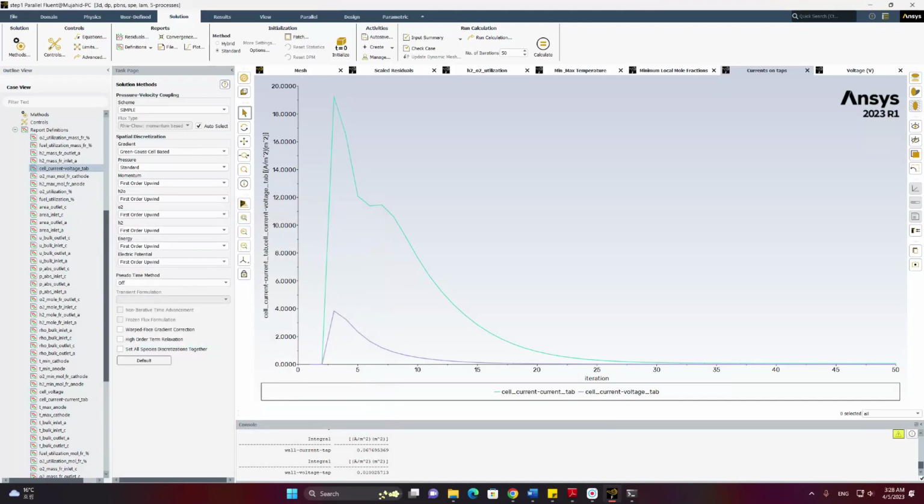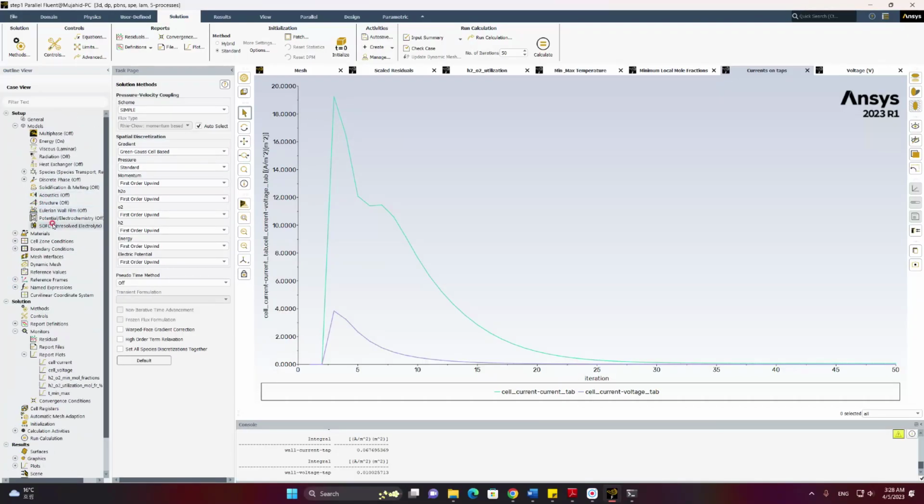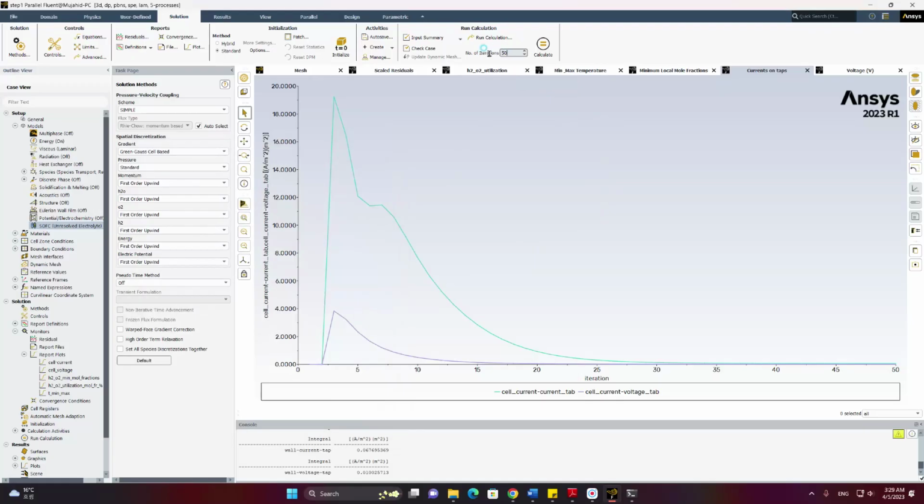Now following the tutorial, we should give different voltages, so we will follow it and converge at different specific voltages. And now this simulation already converged to the OCV. Now we can give 1.0 volt, apply, and give it 100 iterations and calculate.